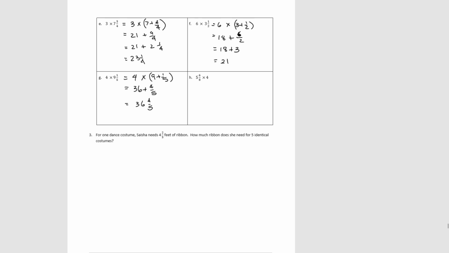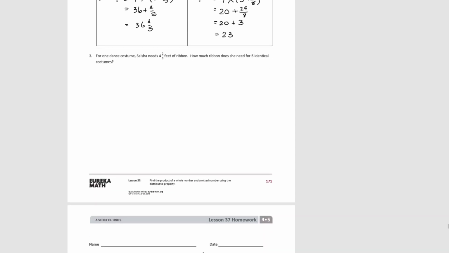Try H. 4 times 5 plus 6/8. 4 times 5 is 20, plus 4 times 6 is 24/8. 24/8 is equal to 3, so our solution is 23. Try number 3.